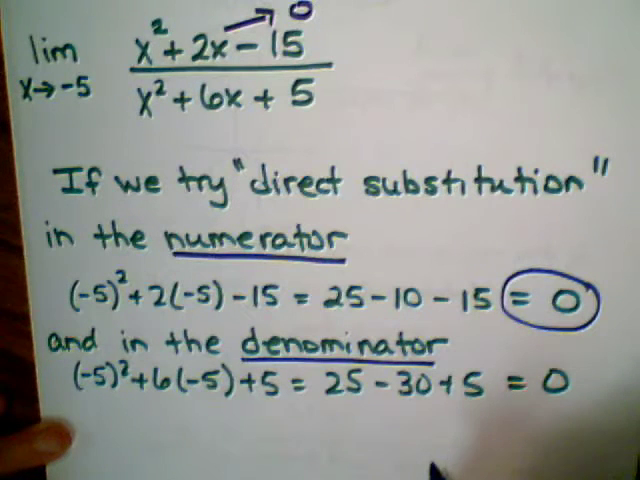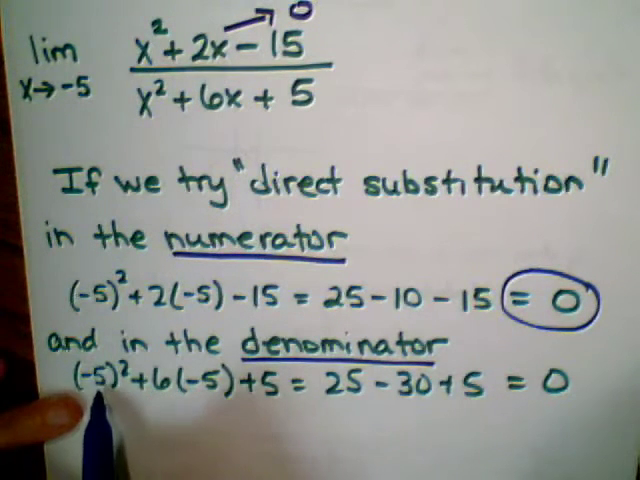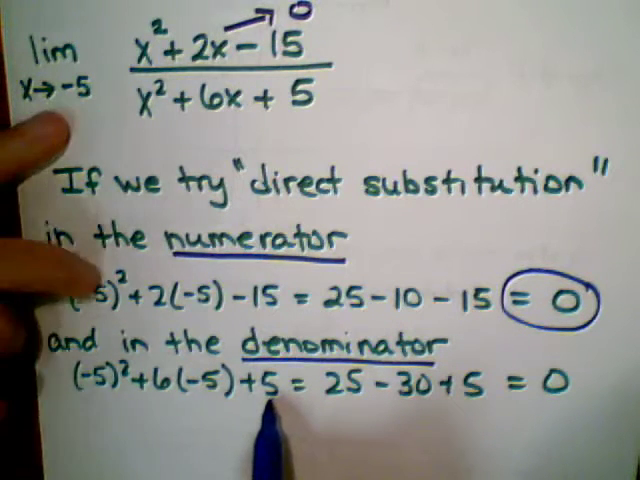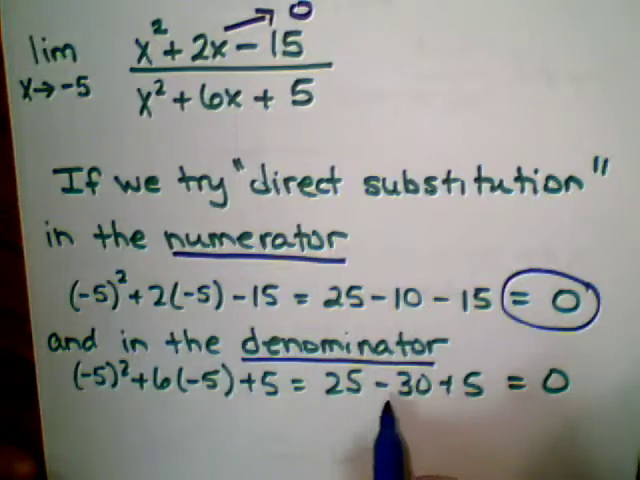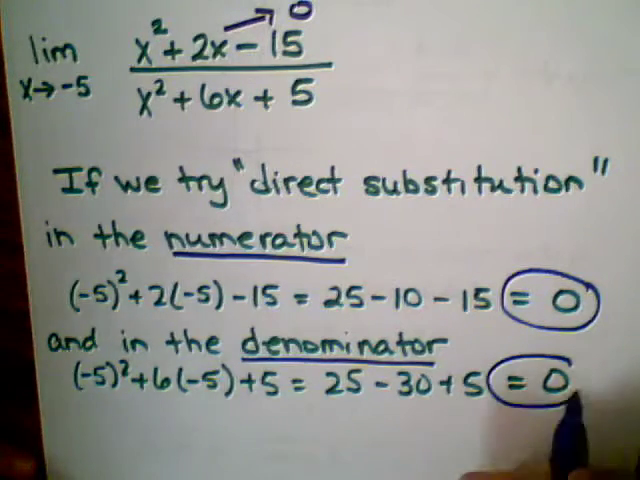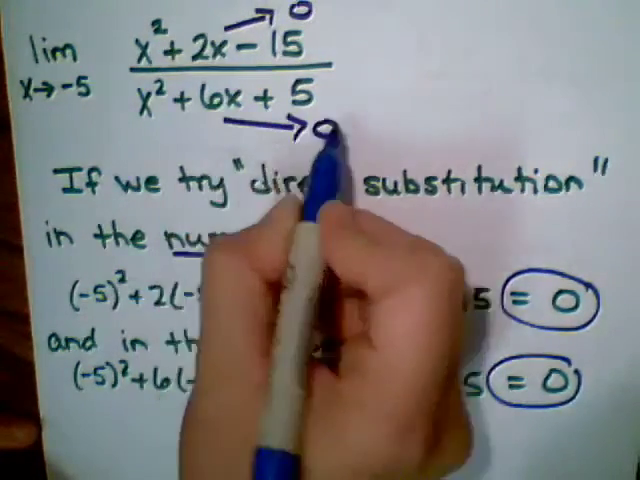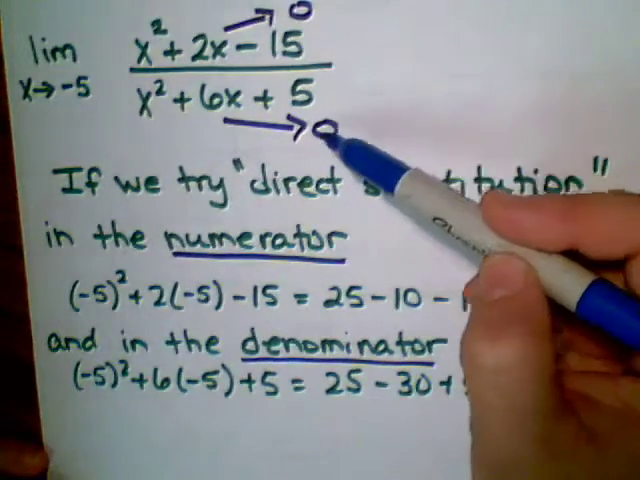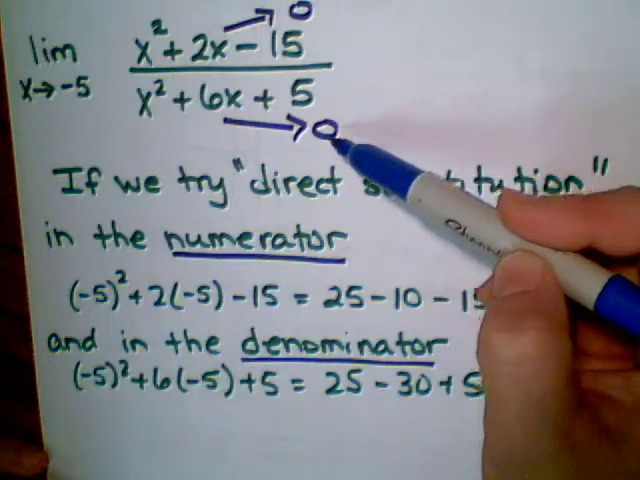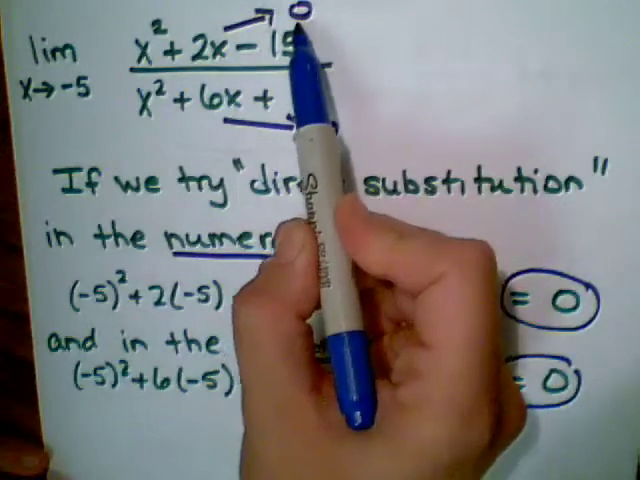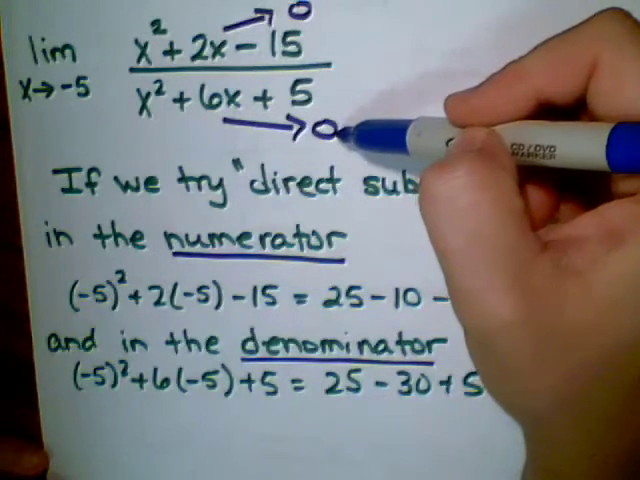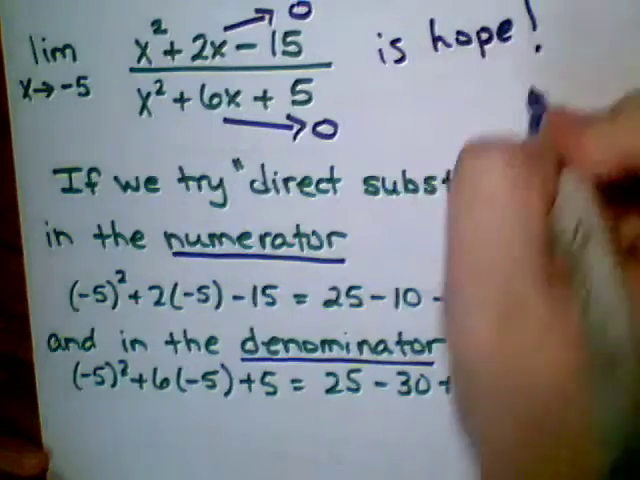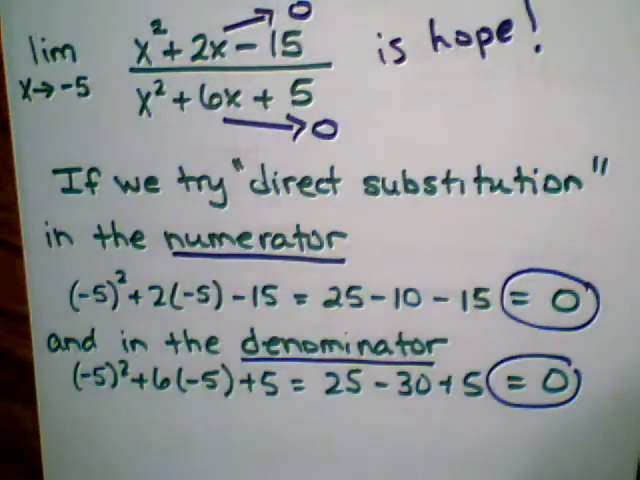Here is the problem though, in the denominator. When we take x squared plus 6 times x plus 5, and we let x be -5, we end up with 25 minus 30 plus 5, and that's 0. Problem. We don't know if the limit exists or not because the denominator is 0. There's hope. We're going to find out if we get 0 over 0 upon substitution that there is hope. Yay. There's hope that the limit will exist.